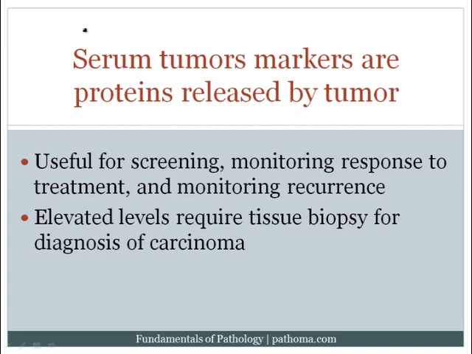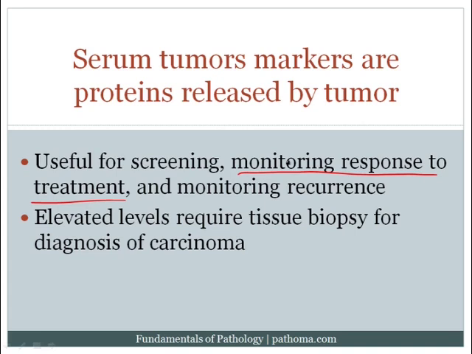That would be one use of a serum tumor marker. Another use of serum tumor markers is to monitor response to treatment. For example, a patient has a prostate cancer, the PSA is 15. The surgeon goes in and removes the prostate along with the cancer. After removing the prostate along with the cancer, we would expect the PSA to drop to near zero. And so this would be a way by which we would monitor response to treatment.